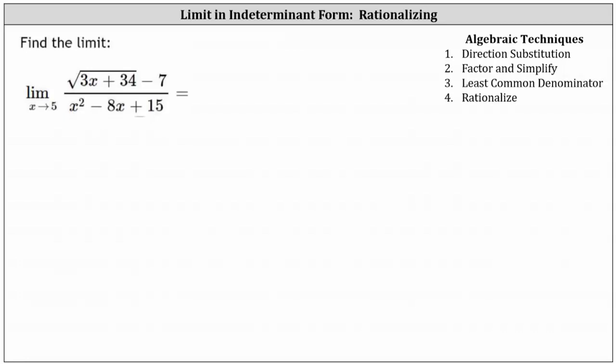values. In this case, because the numerator is the square root of the quantity 3x plus 34 minus 7, we will rationalize the numerator by multiplying the numerator and denominator by the conjugate of the numerator. So let's begin by writing the original function. And now we will multiply the numerator and denominator by the conjugate of the numerator, which is the square root of the quantity 3x plus 34 plus 7.